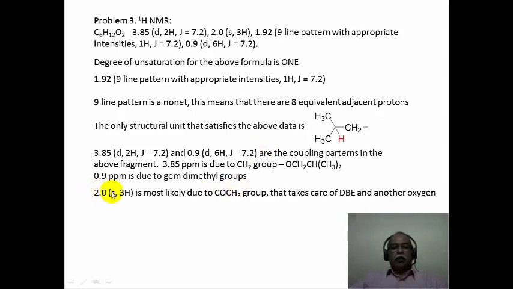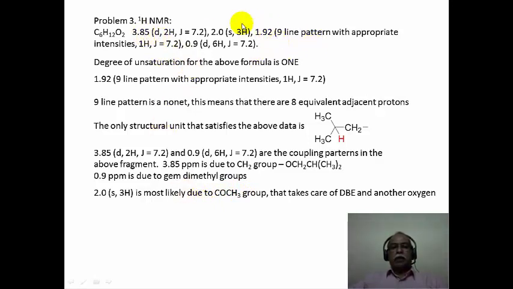2 ppm to 2.5 ppm singlet, 3 hydrogen most of the time implies that you have an acetyl group or an aromatic CH3 kind of a group is present. This is the characteristic region for the aromatic CH3 or a COCH3 kind of a group that is present in this compound. This molecule is not an aromatic molecule.